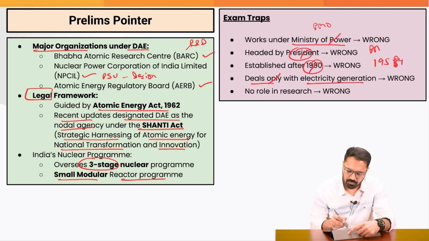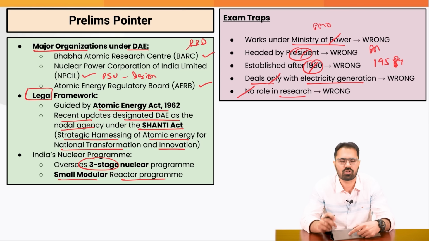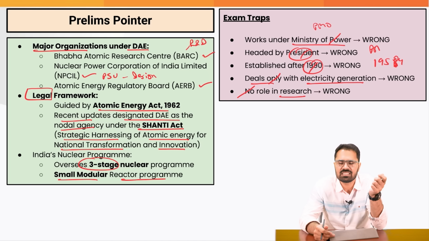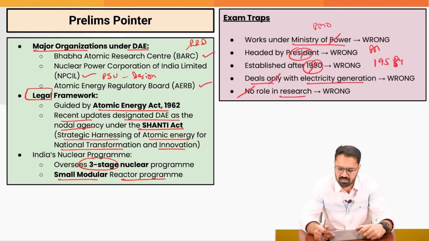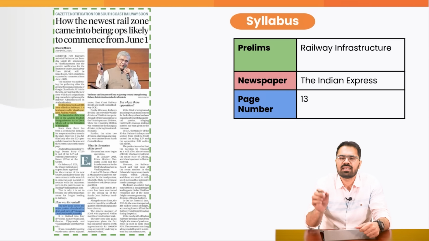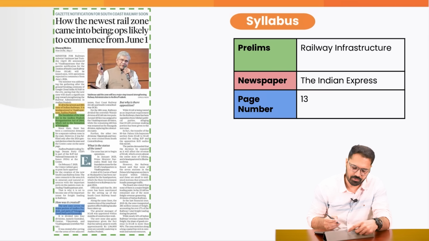Again, it is wrong because they have a role in research also. They make guidelines for the sector. They make design implementation for the plants. They do electricity generation. They do research analysis, all of the things. Clear? Coming to the next prelims pointer, it is regarding railway infrastructure.